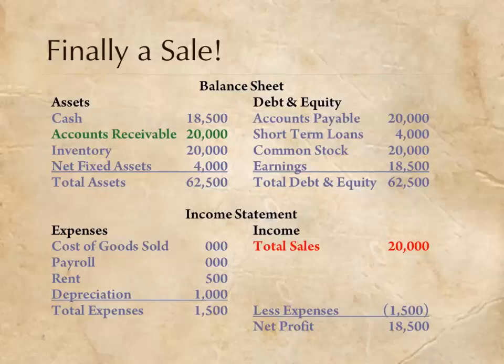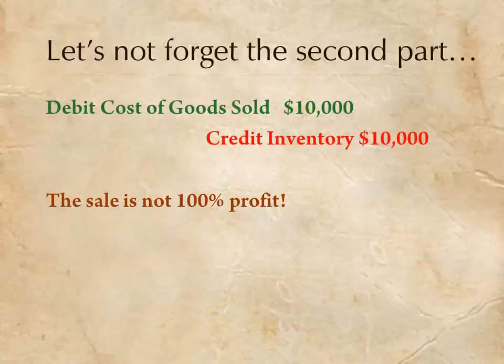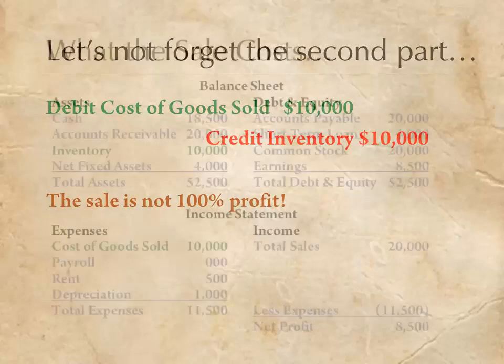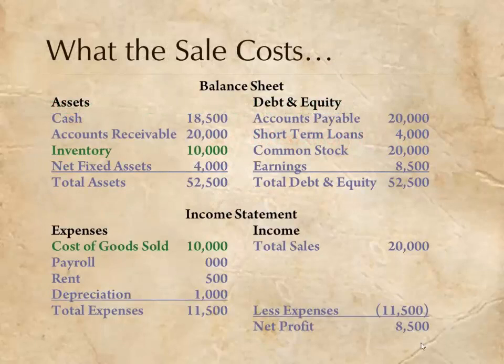Actually, this is only half of the transaction. The second part to this sale is the cost of the sale, the inventory. We account for it by debiting cost of goods sold for $10,000 and crediting inventory for $10,000. Hopefully, we do not sell our inventory for the same price we bought it for. Of course, if we do not reduce our inventory, we have 100% profit. It'd be nice, but not likely. Now we see that our profit is $8,500, $10,000 less after we recognize the cost of the inventory.